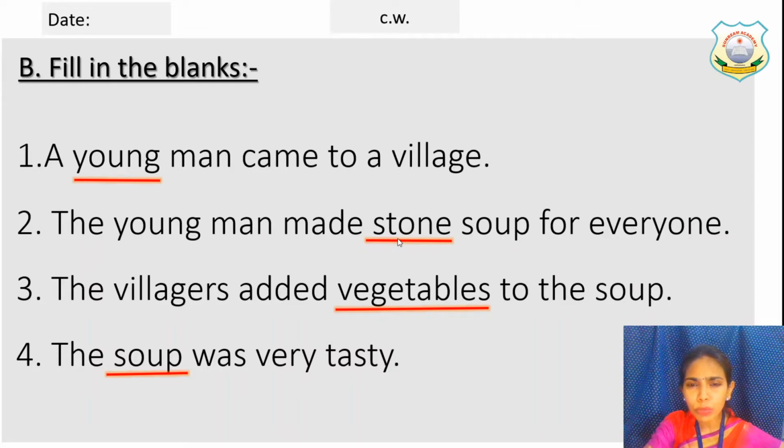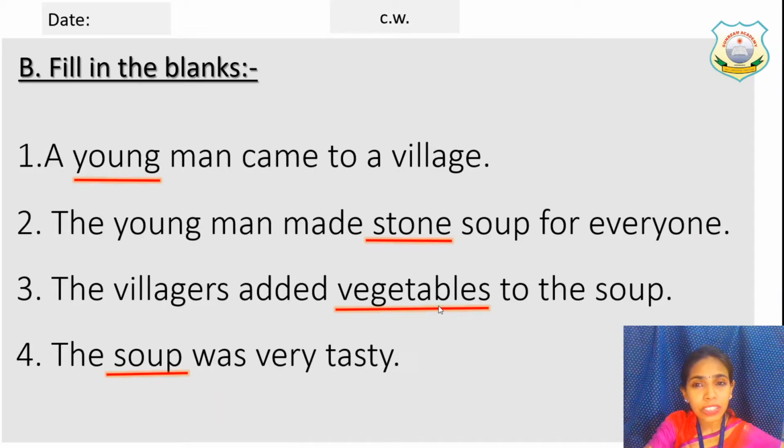The young man made a dash soup for everyone. So which soup did he make? Did he make chicken soup? Tomato soup? No, he made stone soup, right? Next, number 3. The villagers added dash to the soup. What did they add to the soup? Vegetables or egg or chicken? They added vegetables to the soup, right?